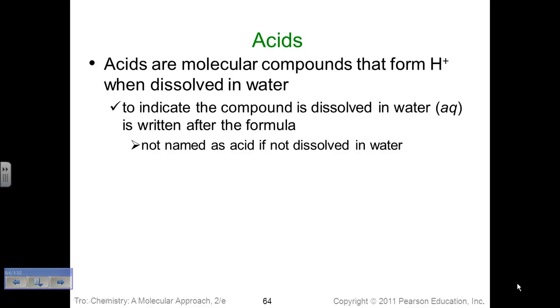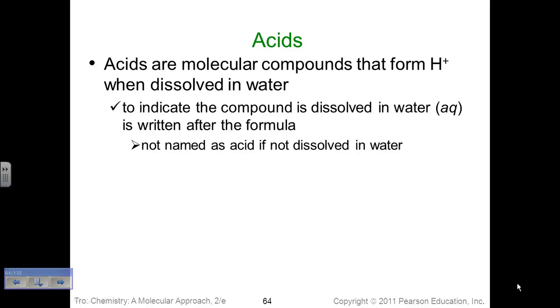So we talked about binary ionic, ternary ionic, made of positive and negative ions considering charges. Third, we talked about molecular compounds, and the fourth category are acids. Acids are molecular compounds that form a hydrogen ion. Now that symbol H is from the element hydrogen, the very first element on our periodic table, when dissolved in water. Now acids and bases only exist in a water solution.